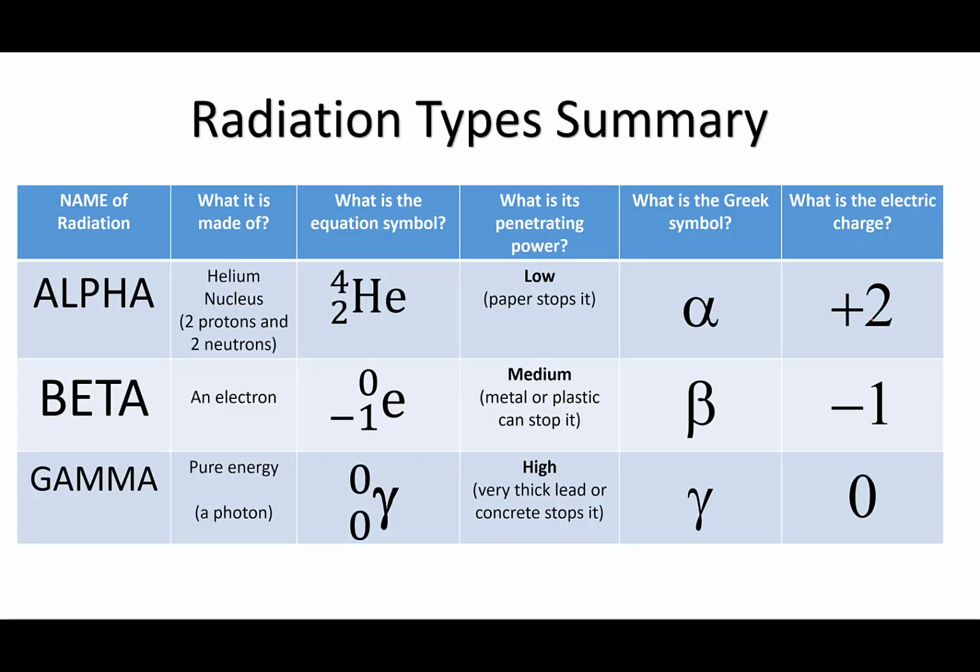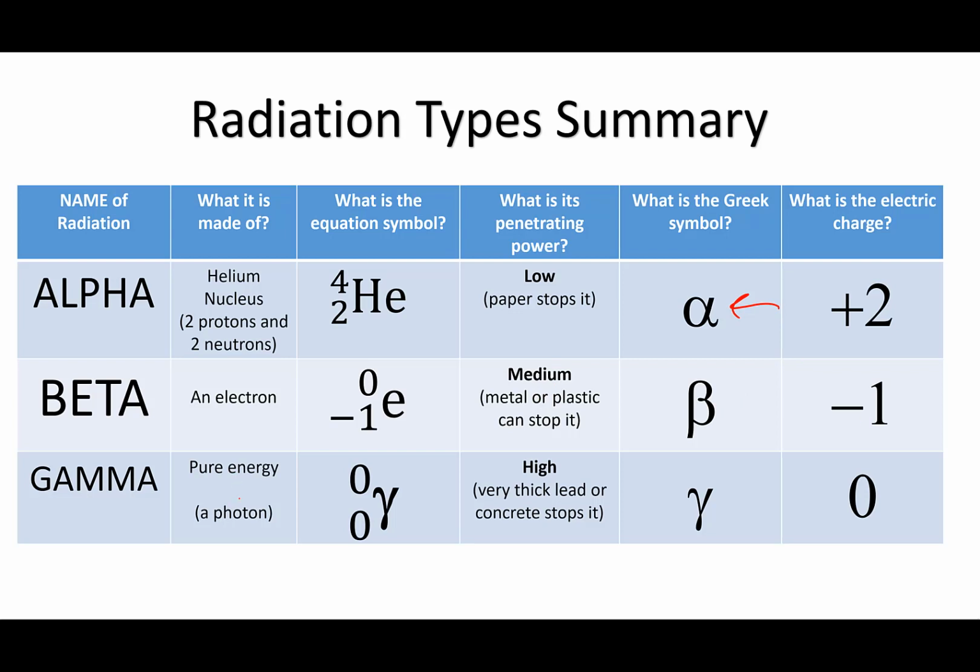And this is a summary. You have alpha, beta, gamma radiation. Alpha radiation is a helium nucleus with this symbol, and it is very easy to stop. This is the Greek letter alpha, and it's positively charged. Beta is an electron, 0 on the top, -1 on the bottom. It has medium penetrating power. This is the Greek beta, and this is a -1.